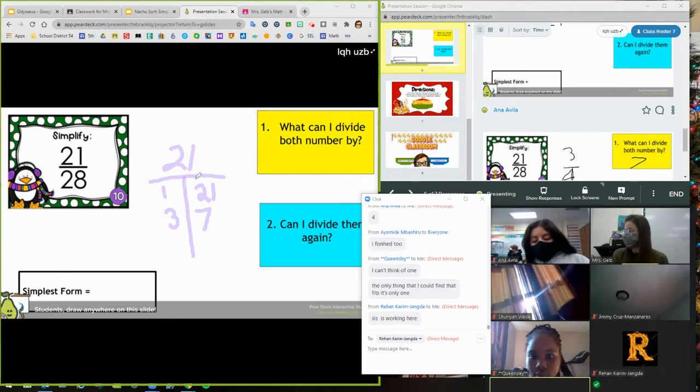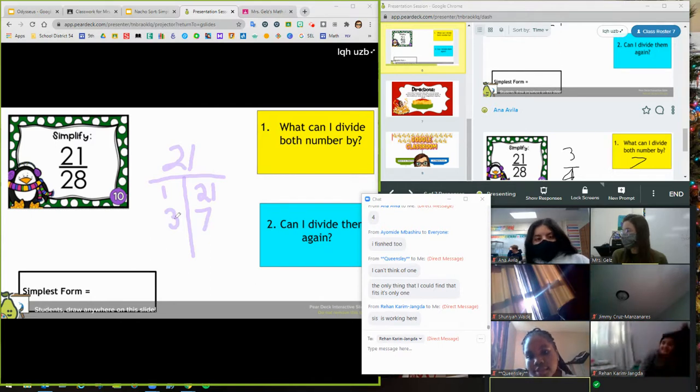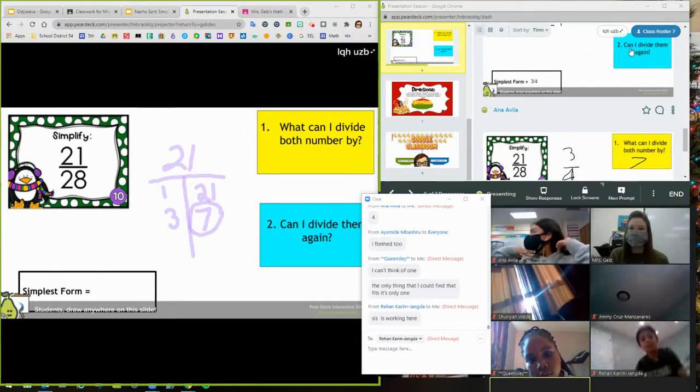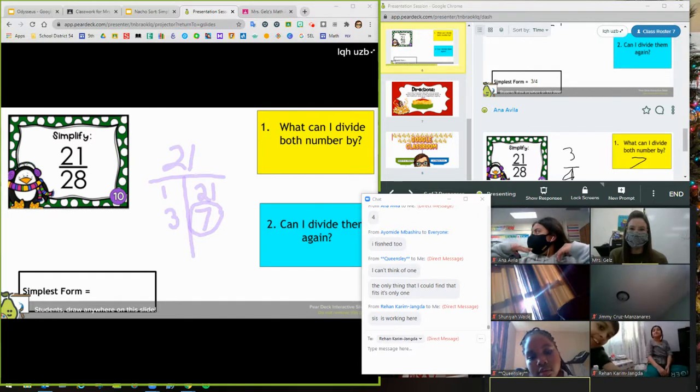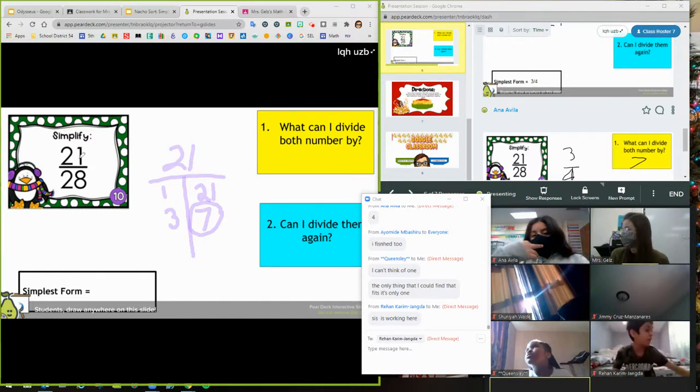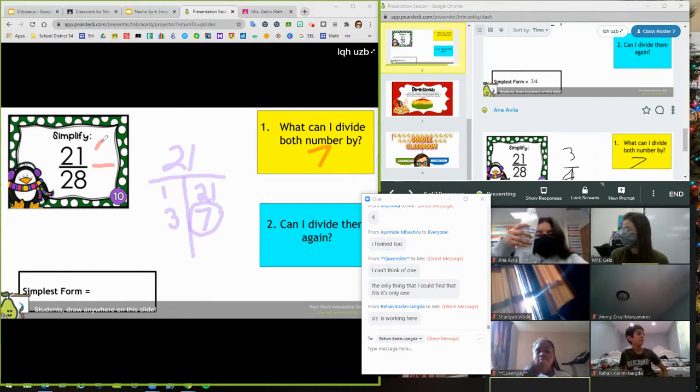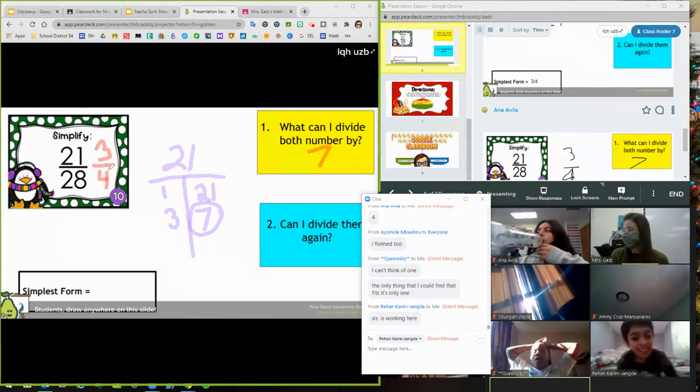So ladies and gentlemen, we can try these numbers too if we're not sure. Like Kelp, you were starting with 3. My friends, I would try 7. Can I also divide 28 by 7? Yep. So if we think about it over here, we can divide both by 7. We would get 21 divided by 7, 3. 28 divided by 7 is 4. Can't divide any lower.